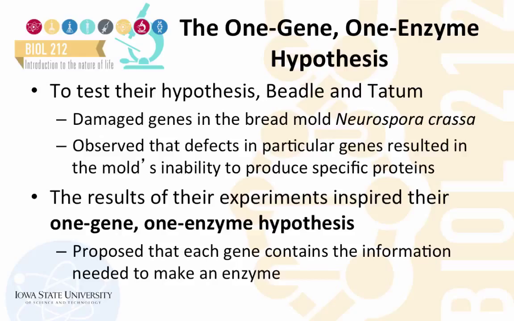This hypothesis has now been revised to be known as the one gene, one polypeptide hypothesis, since genes not only code for enzymes, but other protein molecules that serve several different functions inside the cell. For example, proteins that are part of the cytoskeleton, proteins that serve as transport channels within cell membranes, and so on and so forth.